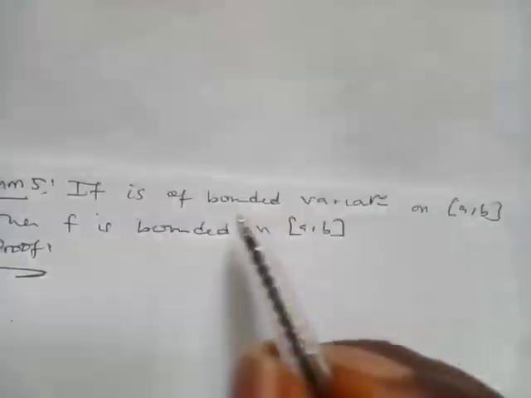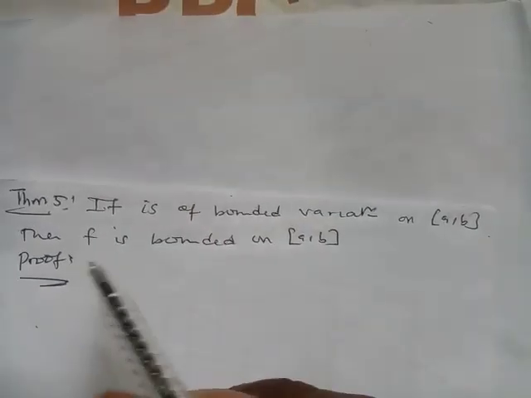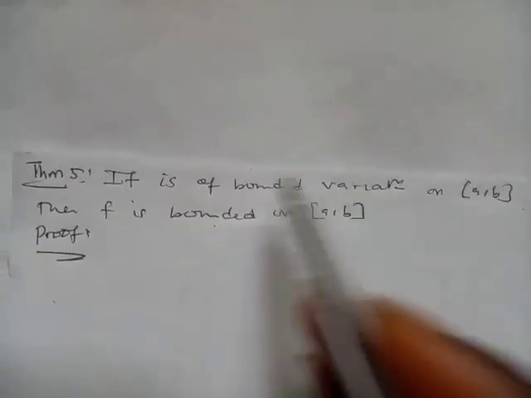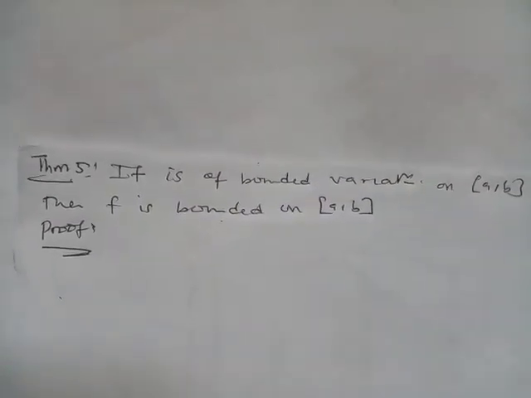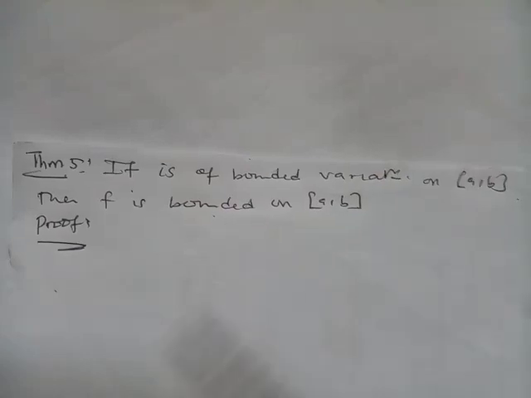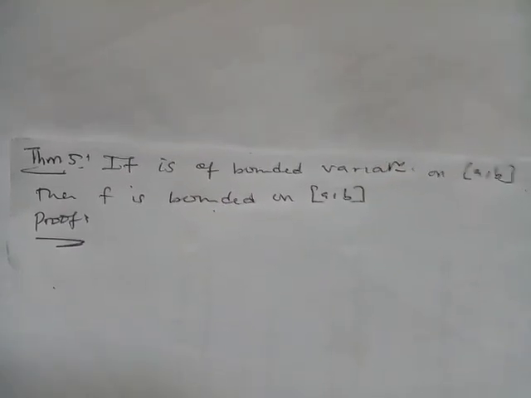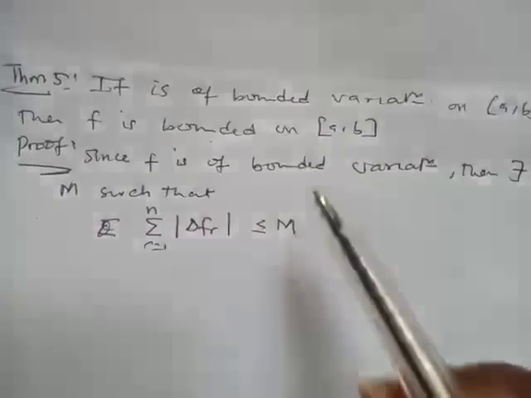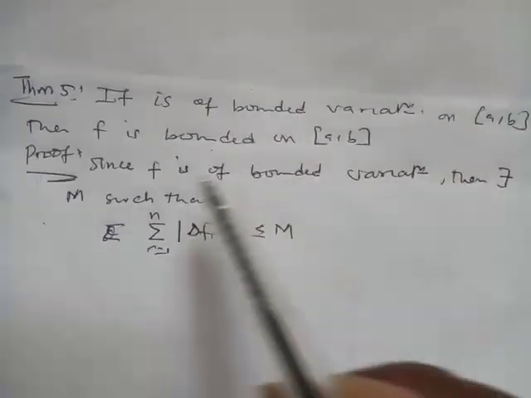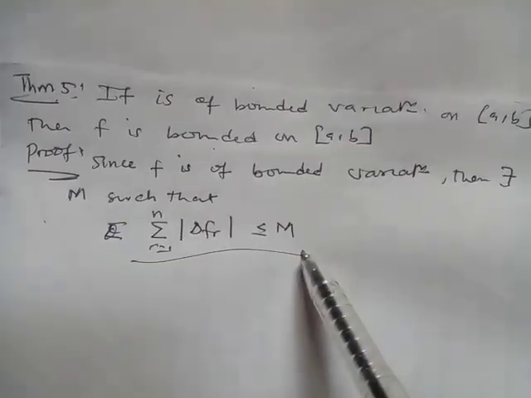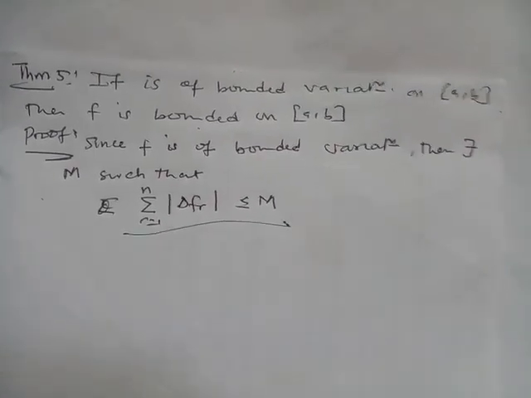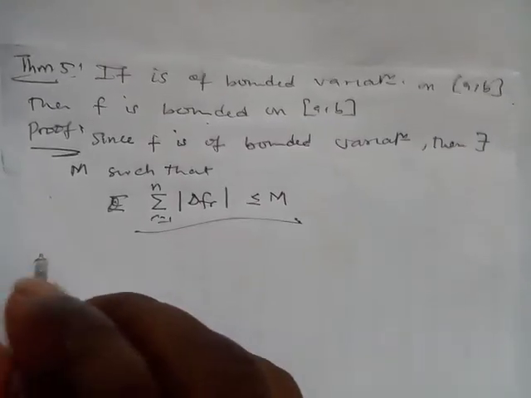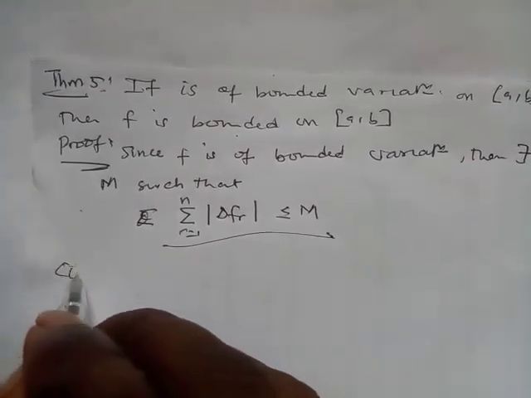This theorem says if f is of bounded variation on this, then f is bounded on that. So we start by the statement that since f is of bounded variation, then we recall the definition. So we say that since f is of bounded variation, then there exists m such that this is less than or equal to m. So that is by definition of bounded variation. So now let's consider this.